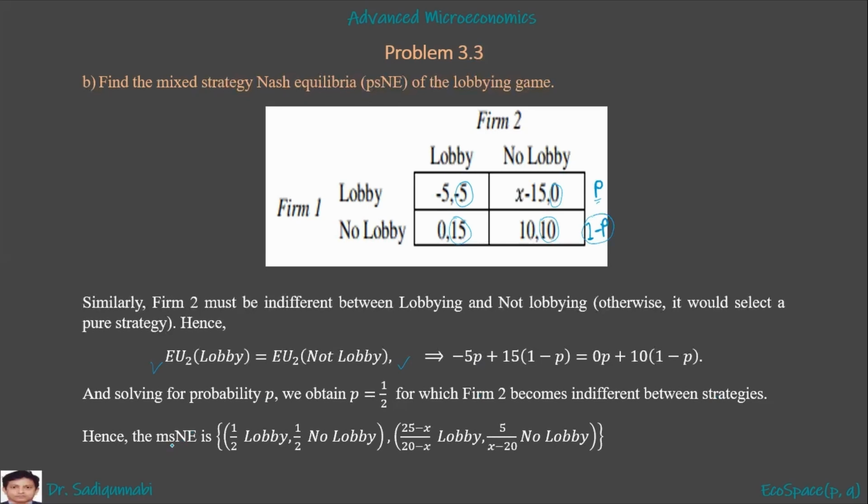So hence the MSNE is half lobby, half no lobby. When P equals half, 1 minus P is also equal to half. And when Q equals 25 minus X upon 20 minus X, so 1 minus Q is equal to 5 divided by 20 X minus 20.